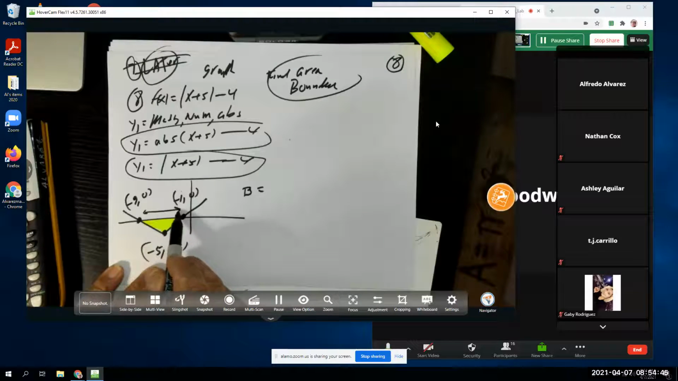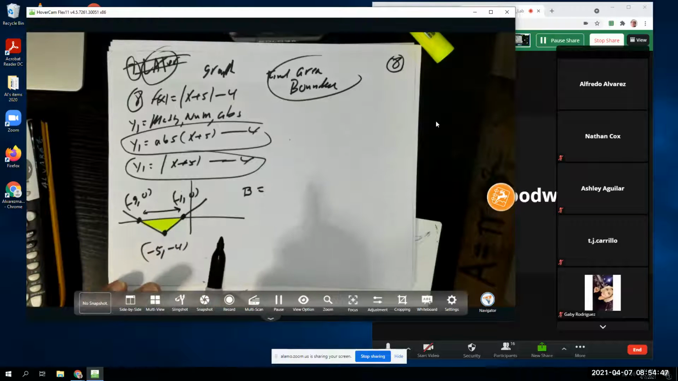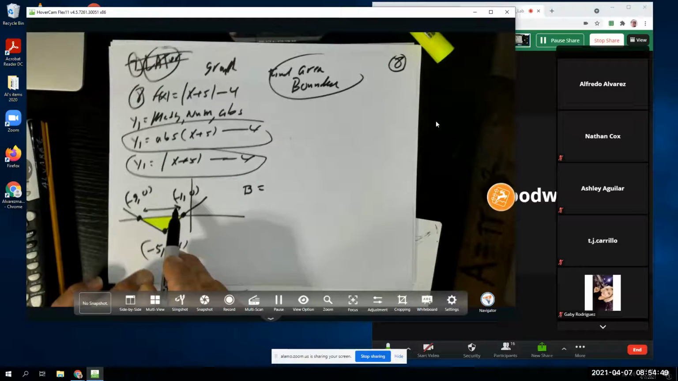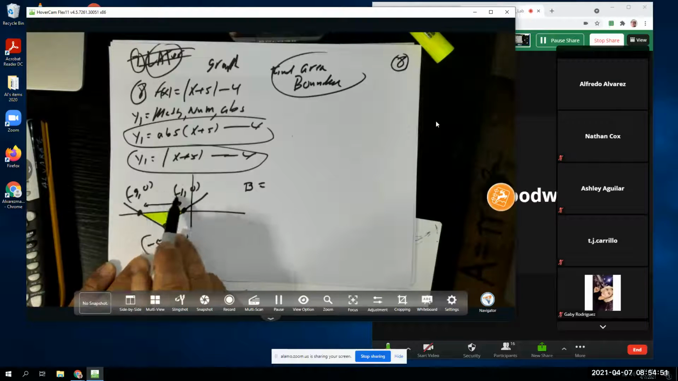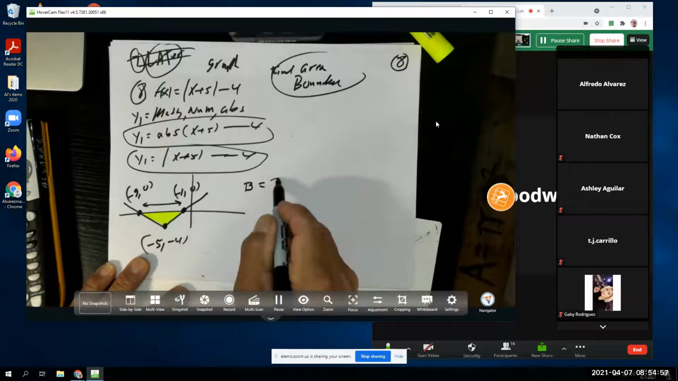What do you think? How far, what's the distance from there to there? From 1, you're going to get to 9, so how much do I have to add to it? Think about it. What is it? Is it 8? 8, exactly.